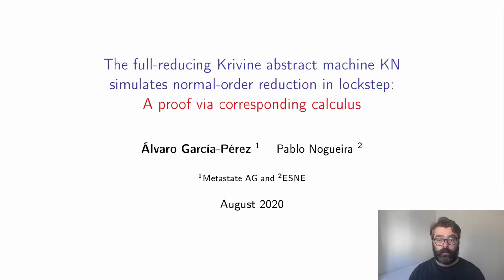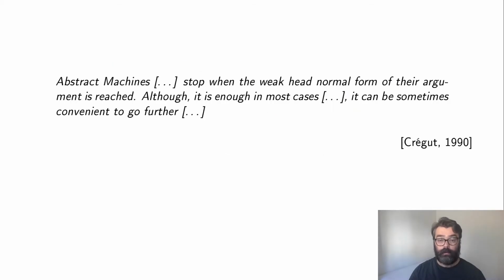We prove this result by introducing a semantic artifact that corresponds to the machine, and that is better suited for the proof of the property. The corresponding artifact is a reduction strategy in a calculus of closures. As this quote by Krivine shows, the importance of full reduction is widely recognized in the theory and implementation of programming languages and proof assistants.